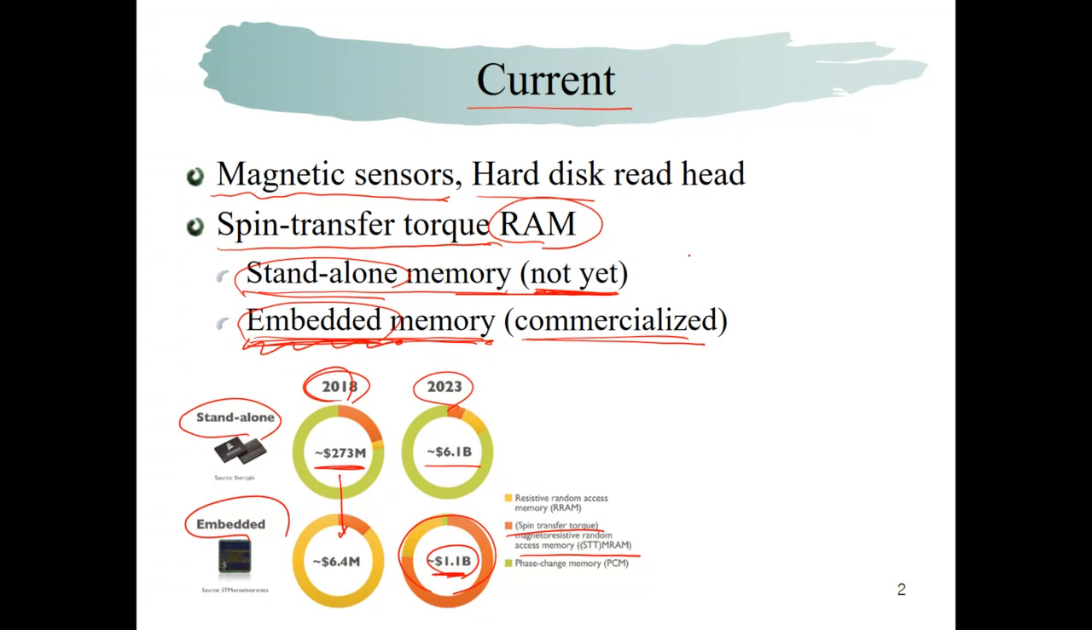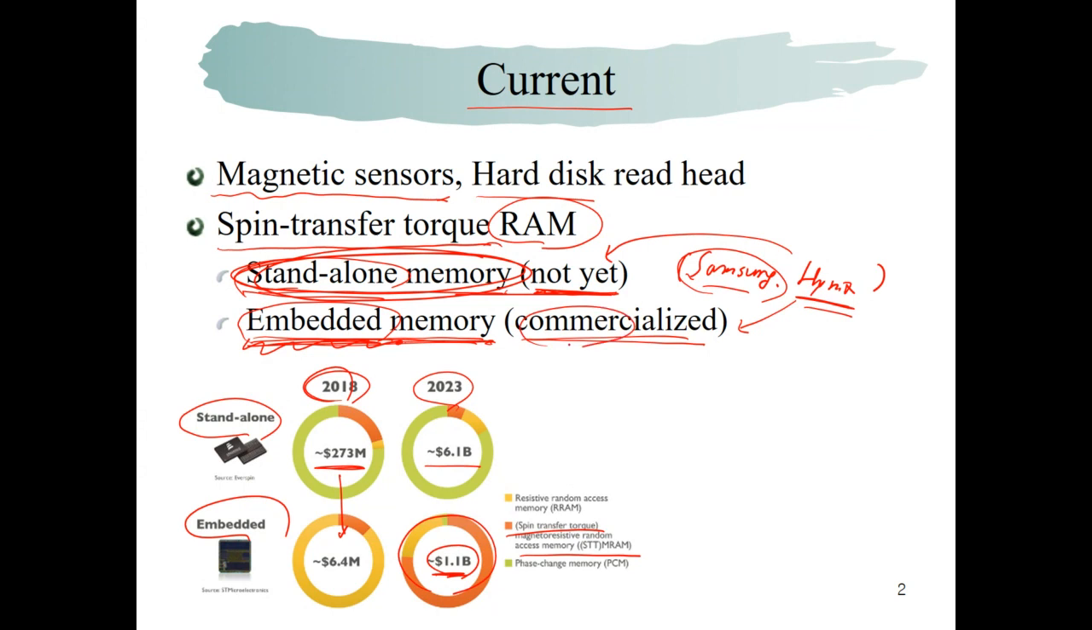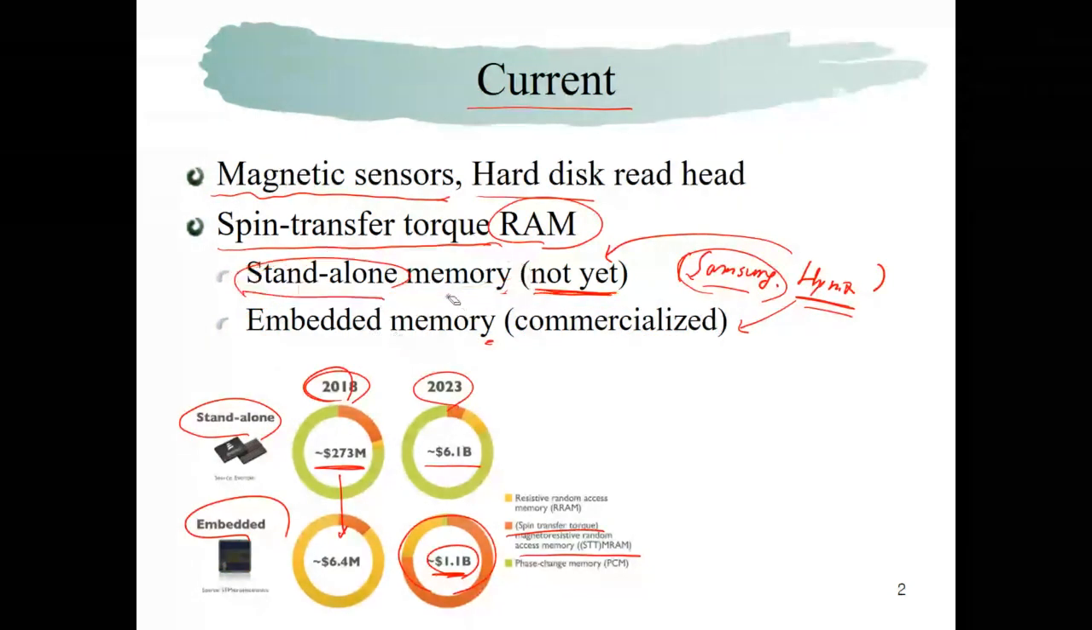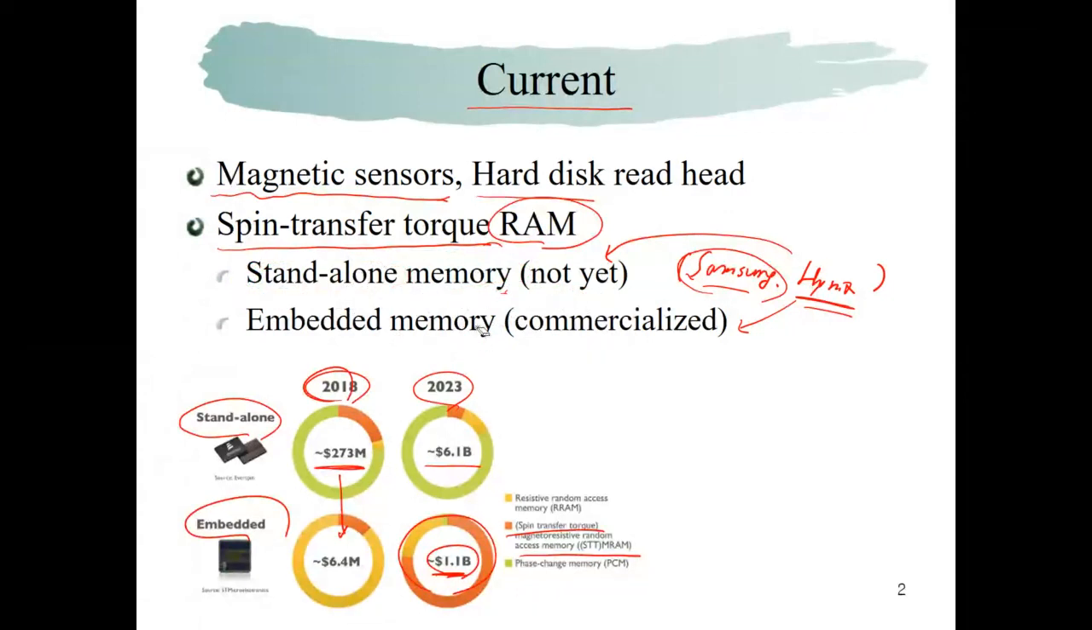So actually, in Korea, Samsung and Hynix are very strong in standalone memory. But in embedded memory, they are very weak, especially Hynix. They cannot make any embedded memory. They focused only on the standalone memory. So Samsung and Hynix invested a lot in STT-MRAM, but Samsung successfully commercialized the embedded one. But Hynix cannot make the embedded memory, so they still try to make the standalone memory.